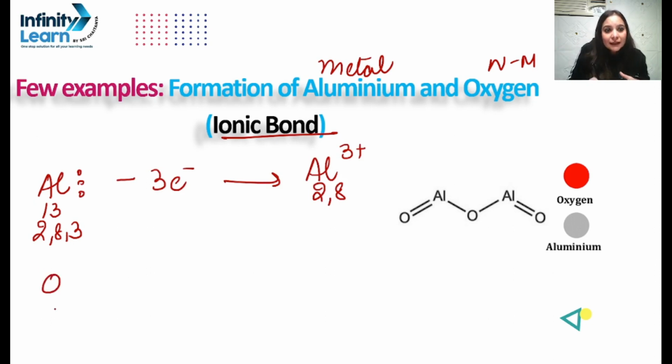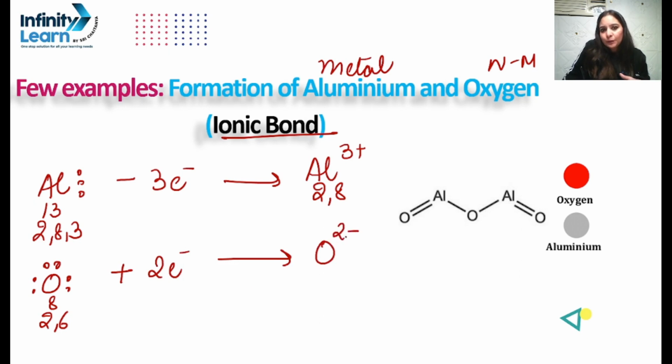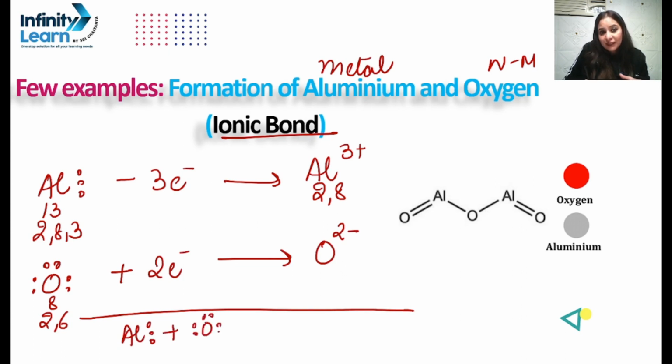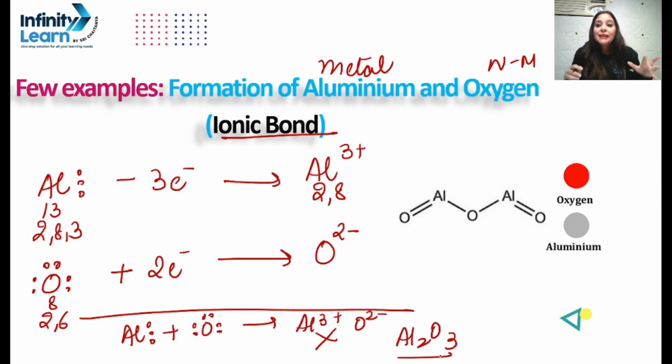Now oxygen, atomic number 8, configuration 2, 6. We have to show 6 electrons. So put dots like this. It will take 2 because then only it will become stable. So overall, what has happened? Aluminium with 3 valence electrons, oxygen with 6, and what do they form? Al3 positive and O2 negative. You crisscross the valencies and Al2O3 is formed. So this is how you can show the valence electrons in the form of dots.